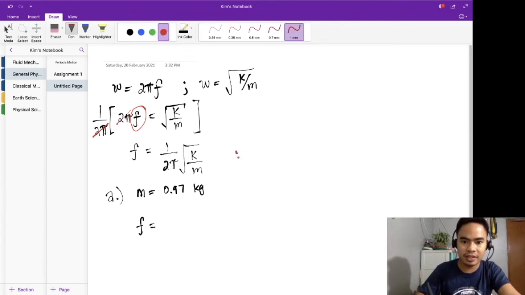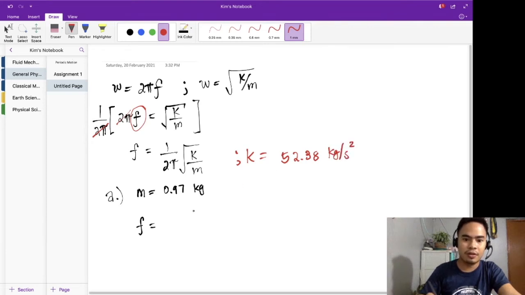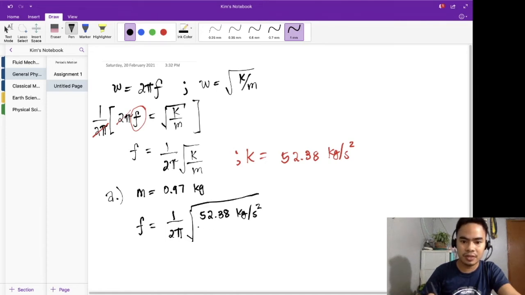We have solved the k earlier, right? The k is, I forgot, 52.38 kilograms per second squared. So the frequency will be 1 over 2 pi, and we just plug in the values: 52.38 kilograms per second squared. I encourage you to always put the units as a measure to make sure that you are actually arriving at the right unit. It's one way of checking if you got it right.